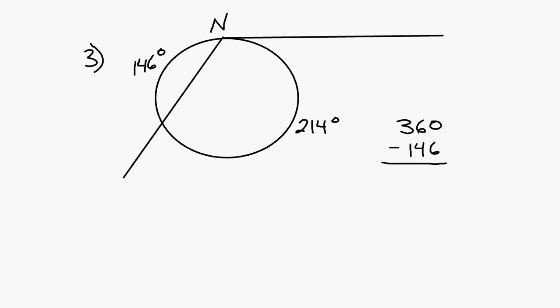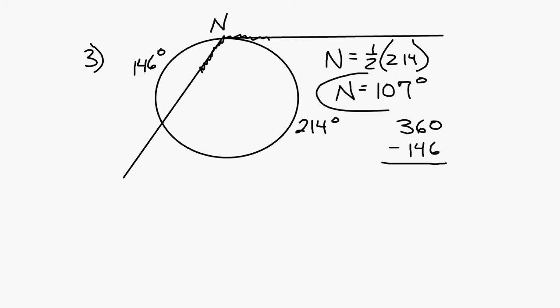This angle measure, angle N, is equal to 1/2 of its intercepted arc. So N is equal to 1/2 times 214. And 1/2 of 214 is 107 degrees. Angle N, 107 degrees.